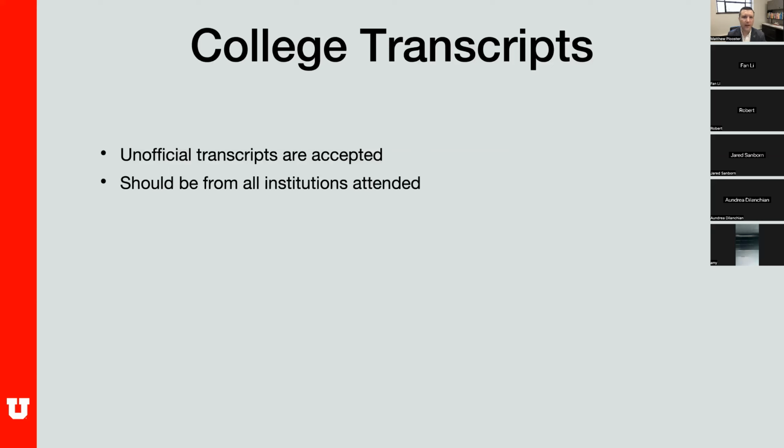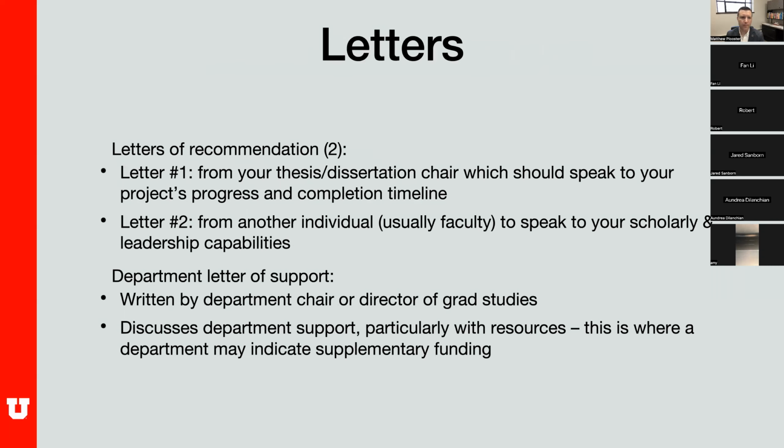Your college transcripts should be from the colleges that you have attended, and unofficial transcripts or a degree audit report is also acceptable. You have 3 different letters that you need to have, 2 letters of recommendation and 1 letter of support. The first letter of recommendation should be from your thesis or dissertation chair, and they will speak to your project's progress and the completion timeline. They usually also add in, here's why this is timely, this is why this is important, and why this student is ideally positioned to be successful with their project.